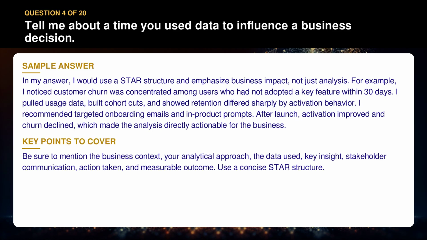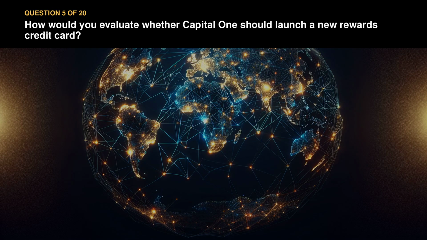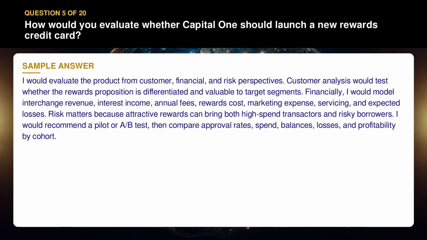Be sure to mention the business context, your analytical approach, the data used, key insight, stakeholder communication, action taken, and measurable outcome. Use a concise STAR structure. Question 5. How would you evaluate whether Capital One should launch a new rewards credit card? I would evaluate the product from customer, financial, and risk perspectives. Customer analysis would test whether the rewards proposition is differentiated and valuable to target segments.